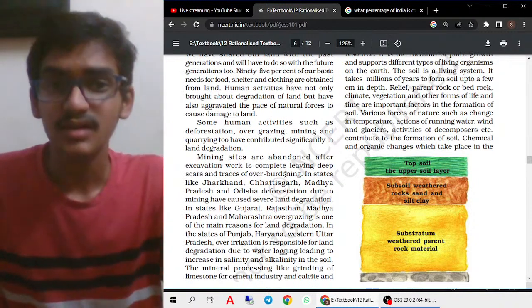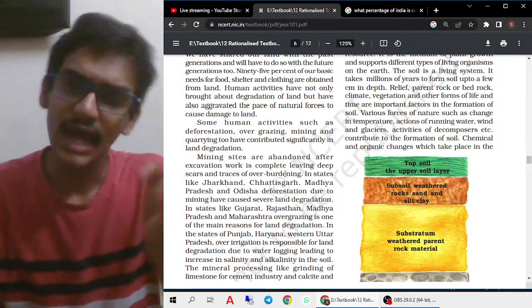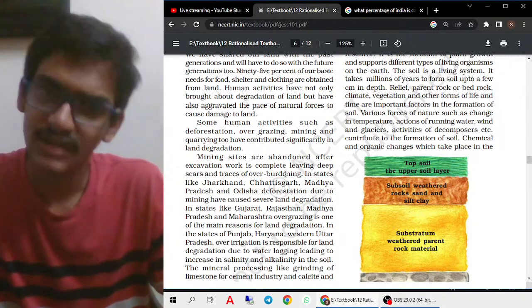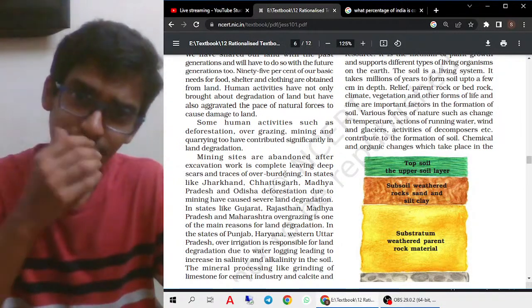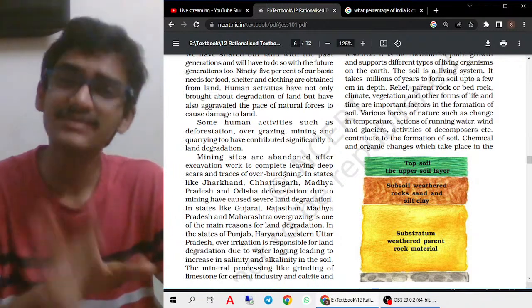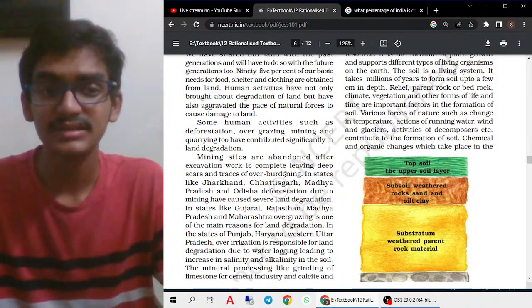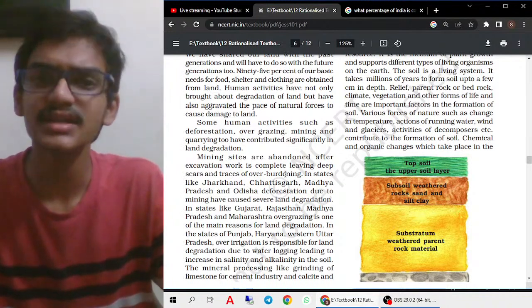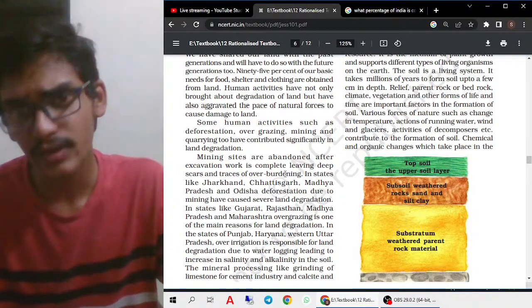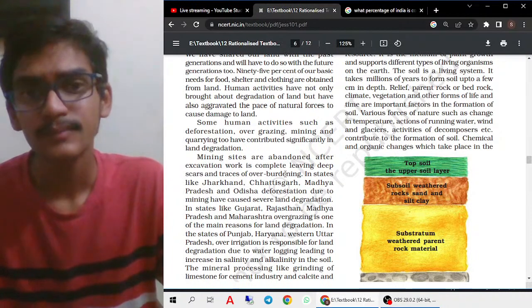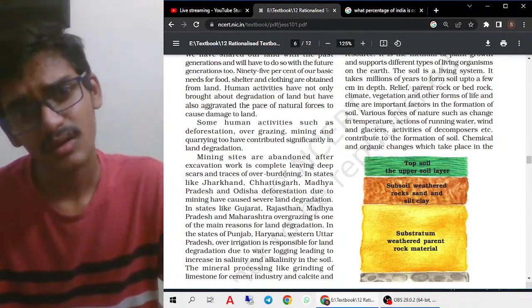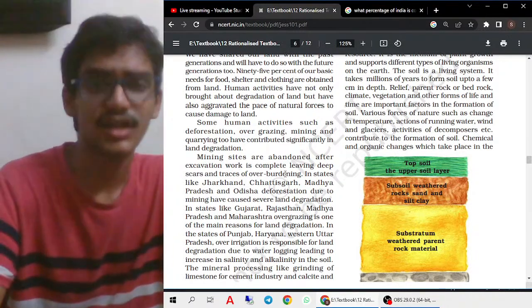The third important thing: after they have done the mining, are they going to do anything after that? No, they leave the areas just like that. They leave deep scars, deep holes, and move out of the area. This is a major cause of land degradation.